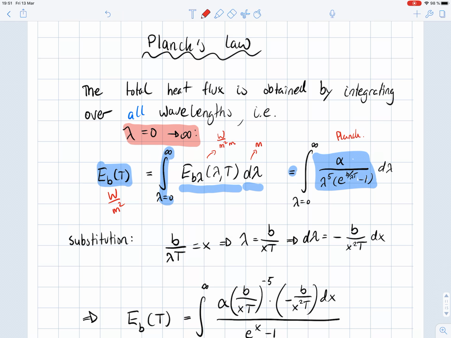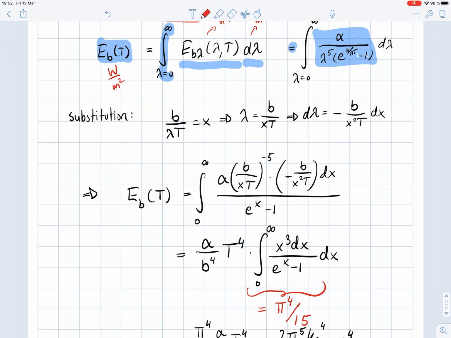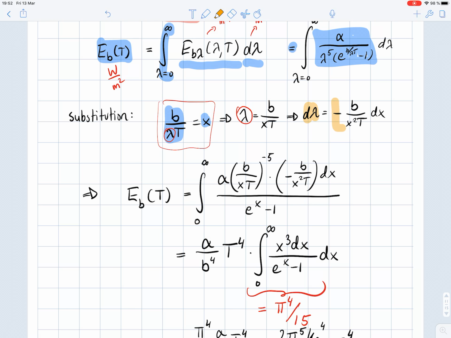In order to solve this integral conveniently, we have to do a substitution. The substitution is as follows. We substitute b over lambda t with x. Then if we solve that equation with respect to lambda, we can see that our d lambda equals minus b over x squared t times dx. So that would be the input into our integral.